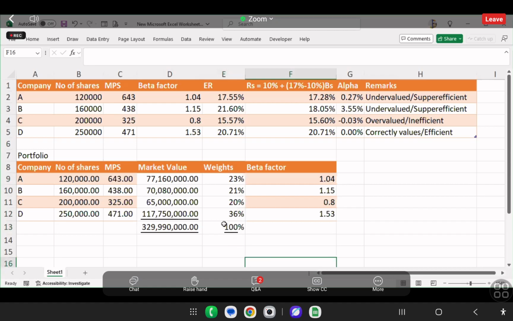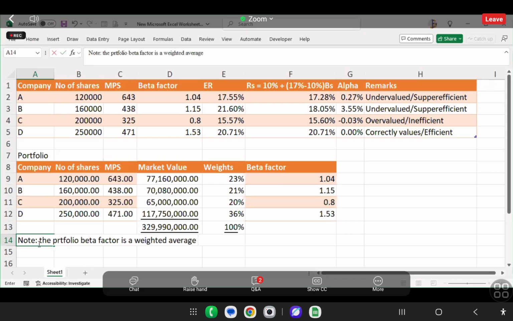If these are the percentages, then it means we can determine. I want to give a note. The portfolio beta factor is a weighted average of individual companies' beta factor.